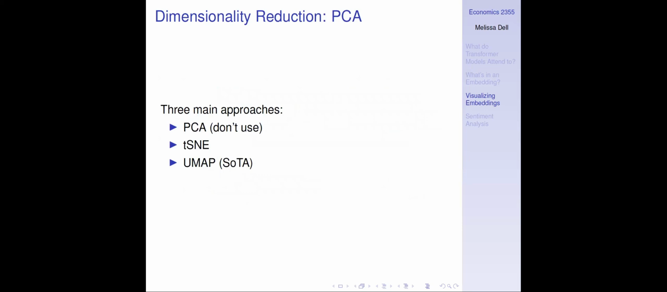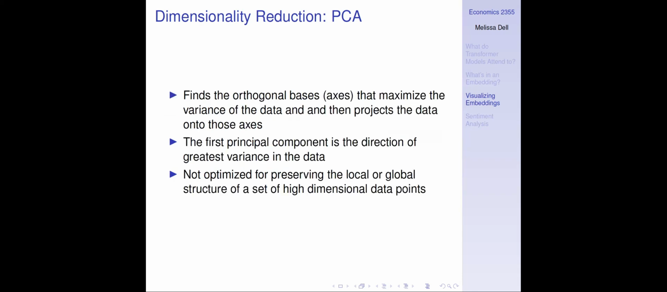Okay, and so for dimensionality reduction, there's three main approaches: PCA, t-SNE, and UMAP. UMAP is state of the art. You probably should not be using PCA, for reasons that we're about to discuss.